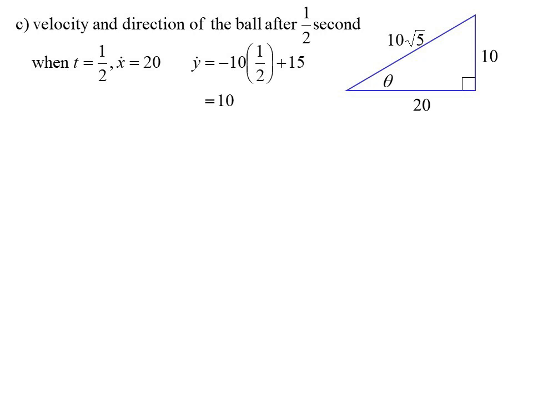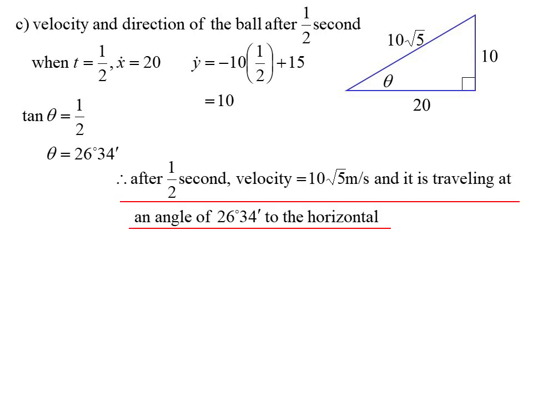Notice I've said after half a second for this problem, so it's not when it hits the ground. We're going to have to work out some stuff here for velocity and direction. So horizontally, that's constant, it's 20. Vertically, it's 10. So 20, 10, hypotenuse is 10 root 5, tan theta is 1/2, the angle is 26.34, there we go. So after half a second, I know it's travelling at 10 root 5 meters per second and an approximate angle of 26 degrees 34 to the horizontal.